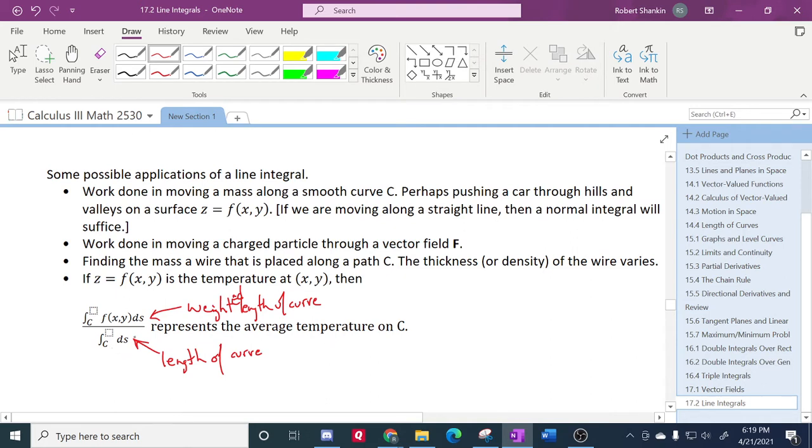So there's lots of possible applications that we could have for these line integrals. Any questions or comments? Yes.